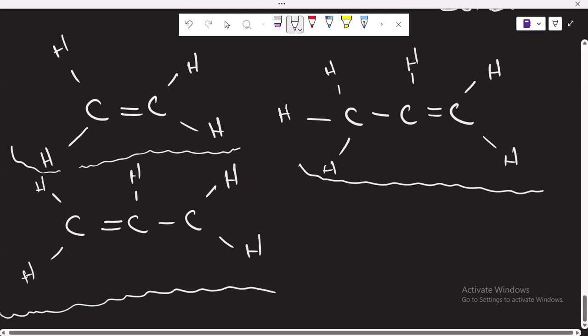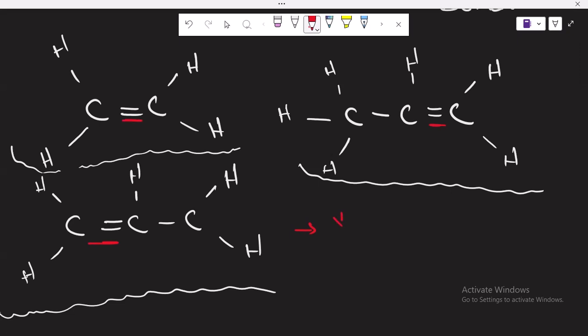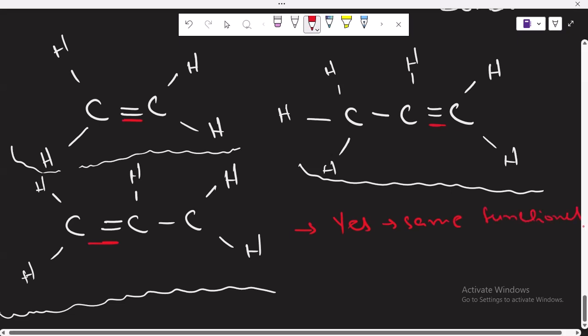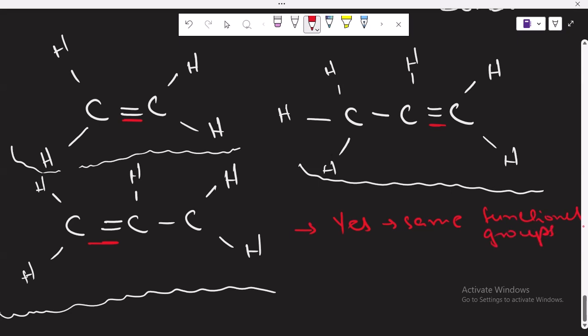Now, the first thing to notice, they all have the same functional group. I think it's pretty easy to see that. Here you can see a double bond, here you can see a double bond, here you can see a double bond. So yes, they all have the same functional group. And what does the functional group tell you? It tells you how this alkene molecule is going to react with other molecules. Okay, so this is the first point.